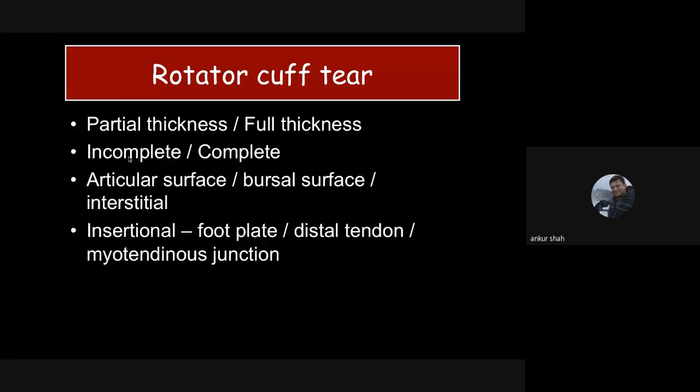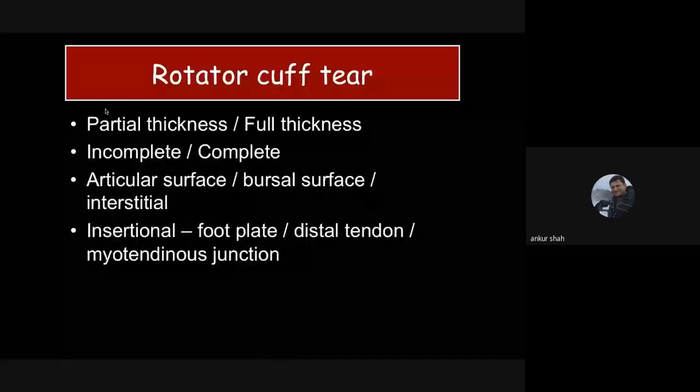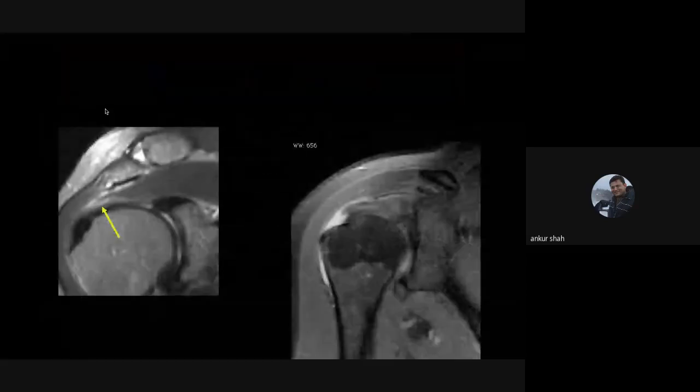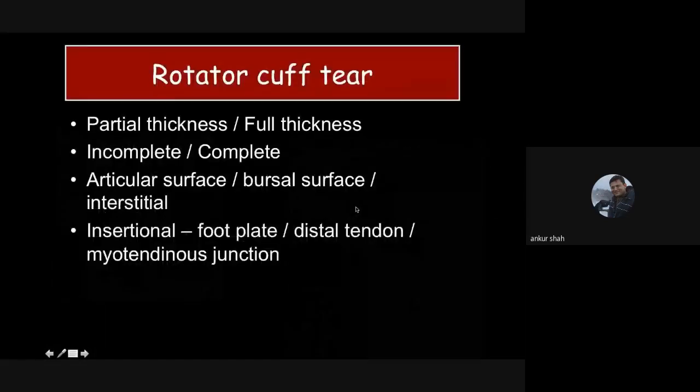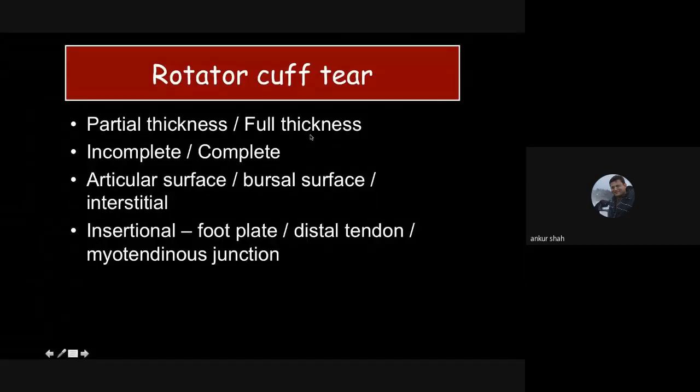So try to concentrate and understand all this concept clearly, because this is the most important part of your entire shoulder imaging. So whenever there is a tear of supraspinatus tendon, the tear can be either complete or it can be incomplete, it can be partial thickness or it can be full thickness. Both are not same. These are different terminologies.